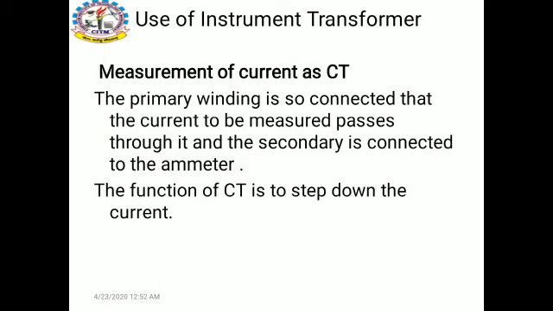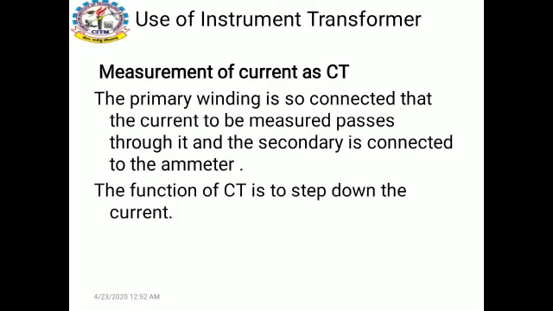Use of instrument transformer. The vital use of this instrument transformer is to measure current through the current transformer, and measure potential through the potential transformer. In the current transformer, the primary winding is so connected that the current to be measured passes through it, and the secondary is connected to the ammeter.